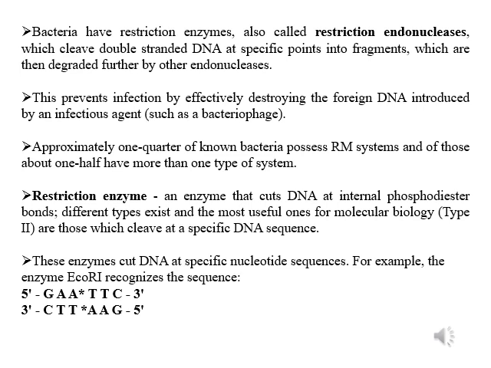Approximately 25% of known bacteria possess this restriction modification system, and some of them have more than one type of such system. We know restriction enzymes cut the DNA at the internal phosphodiester bonds, and there are different kinds of restriction enzymes, different types, right?